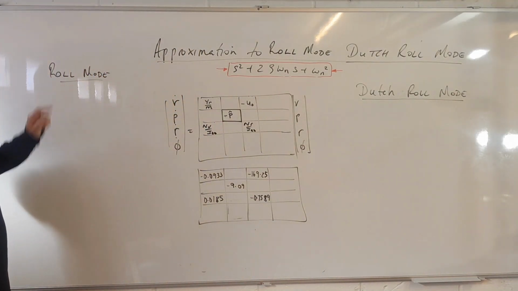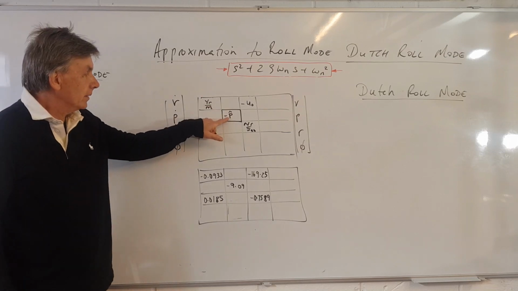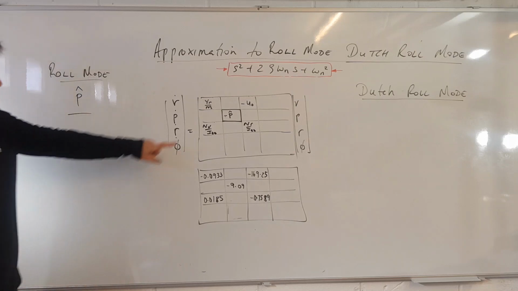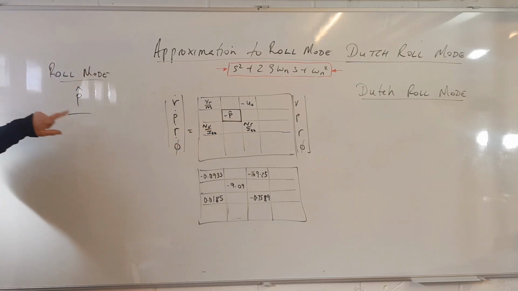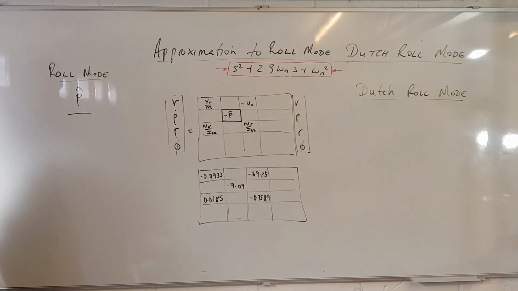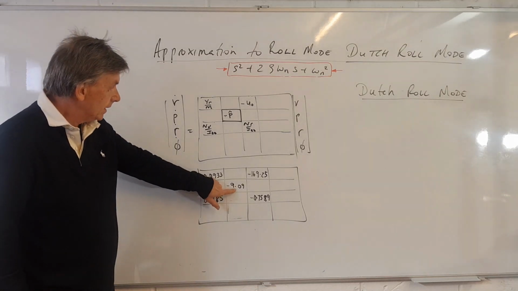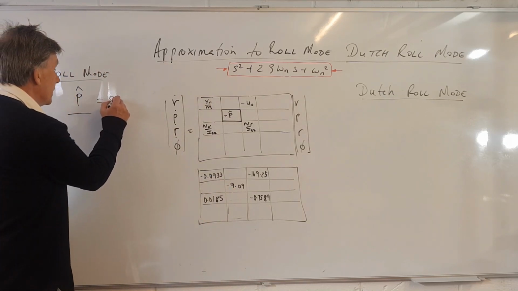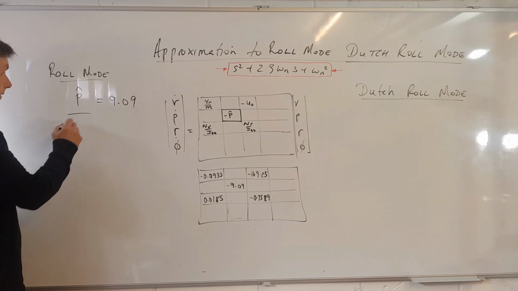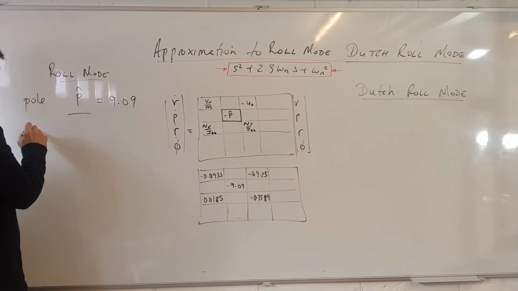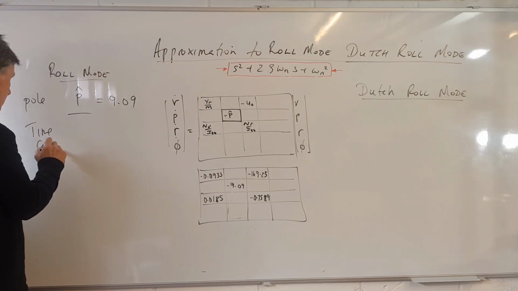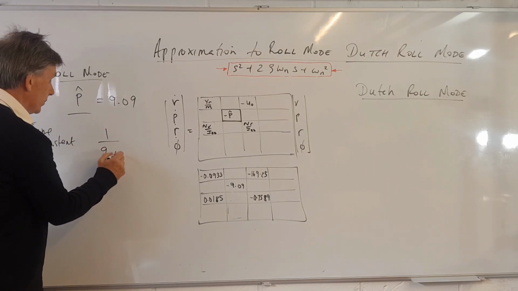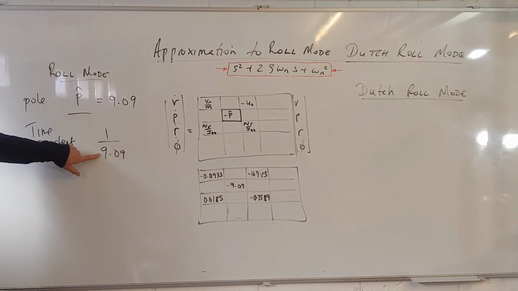So the roll mode is particularly easy. It's just the two elements. The roll mode is actually equal to p hat. So we just extract the minus p there, and the roll mode will be p hat. So that one is very simple. If we did this particular one here, we'd go to this number, minus 9.99, so the roll mode would be 9.09. The time constant, this is a pole, remember, so the time constant is just 1 over the pole, which would be 1 over 9.09.